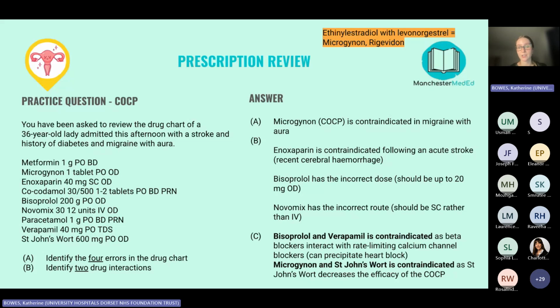And then the other interaction is Microgynon. So your combined pill, that's just the brand name, and St. John's wort. So that's a herbal remedy that you can get over the counter, and is known to decrease the efficacy of the combined pill. And I think St. John's wort is quite a common one to spot, that causes many different interactions.